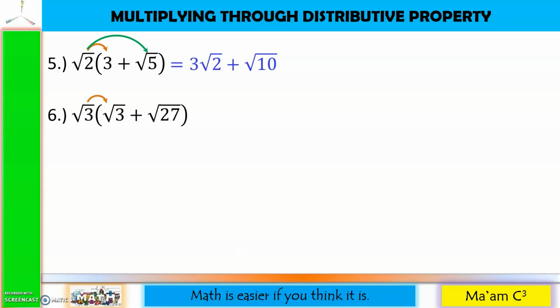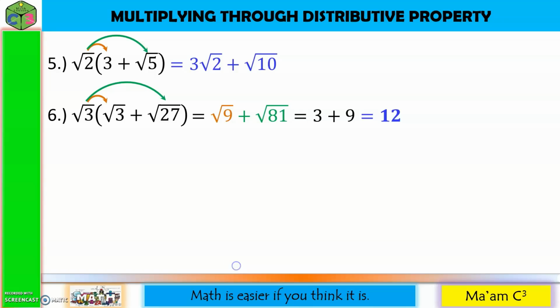Next one, let us distribute square root of 3. So square root of 3 times square root of 3 is square root of 9. Then square root of 3 times positive square root of 27 is positive square root of 81. Square root of 9 is 3. Square root of 81 is 9. 3 plus 9 is equal to 12.